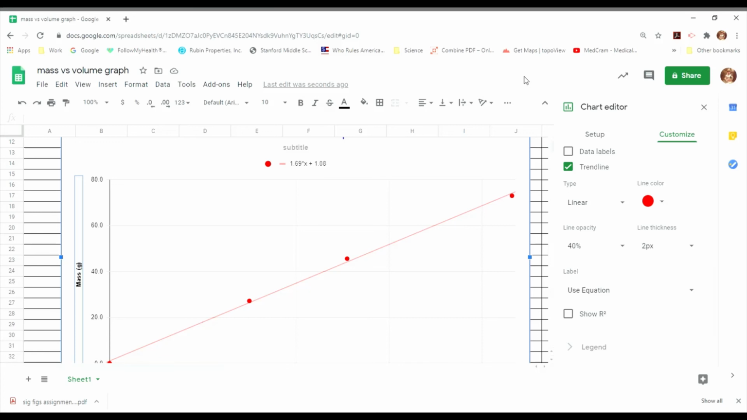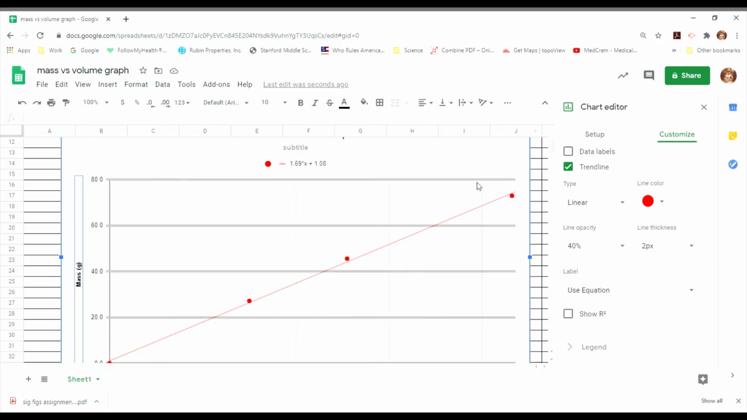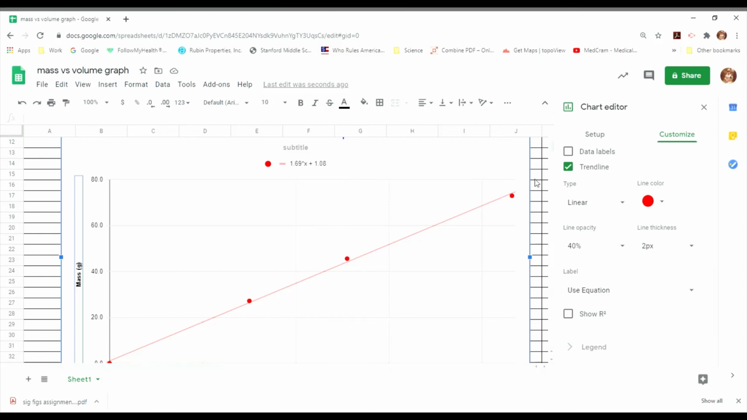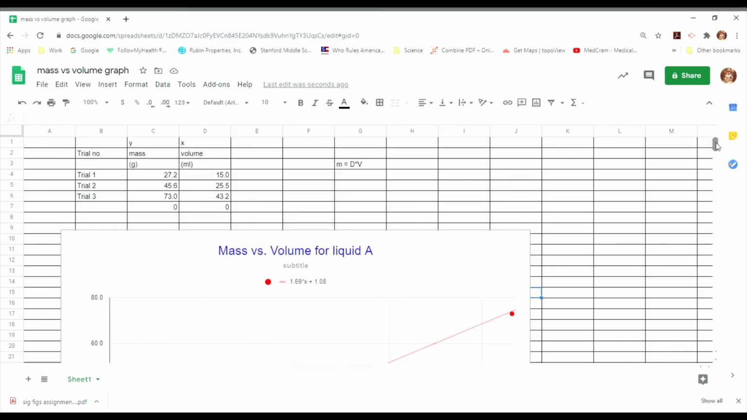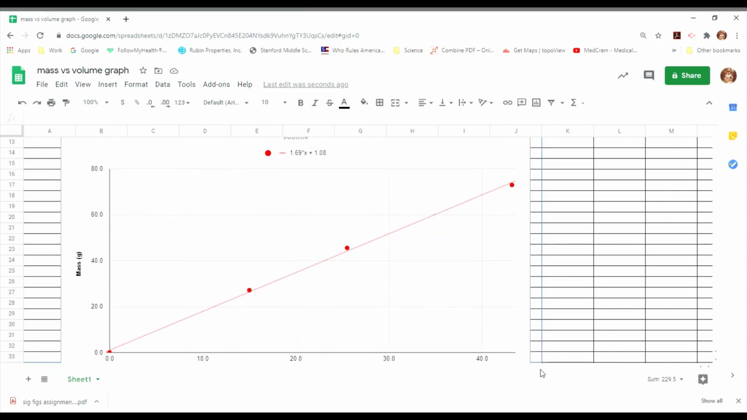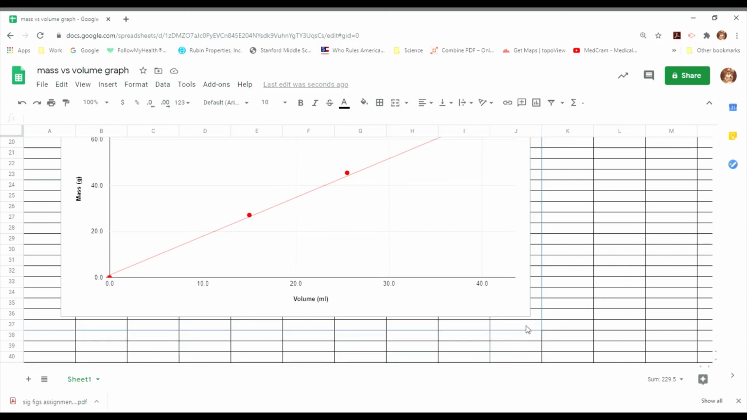Okay. So that is how you can get the graph that will give you the density. You plot mass versus volume, mass on the y-axis, volume on the x-axis, make the graph, and then add a trend line. When you are done, you can turn this in by highlighting the whole thing. So let's highlight the whole thing. Everything, the graph and the data. Highlight so that your data table and your graph are all in the highlighted area.